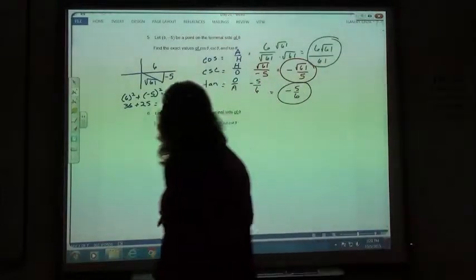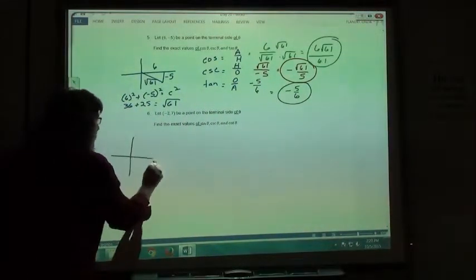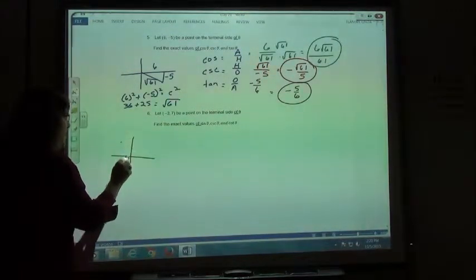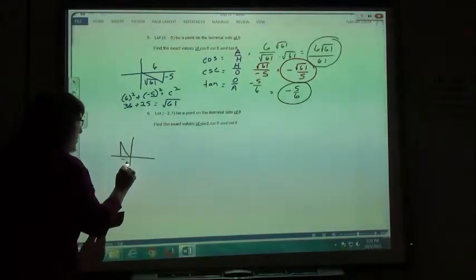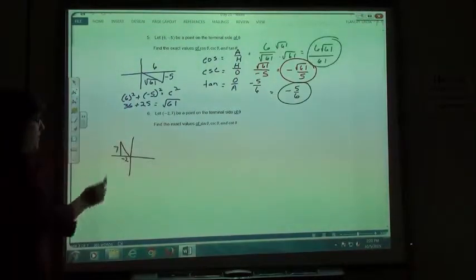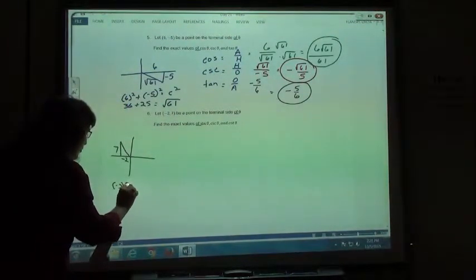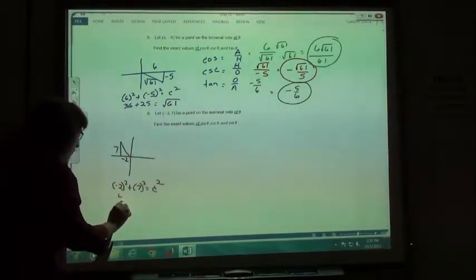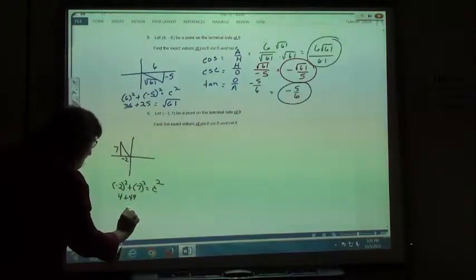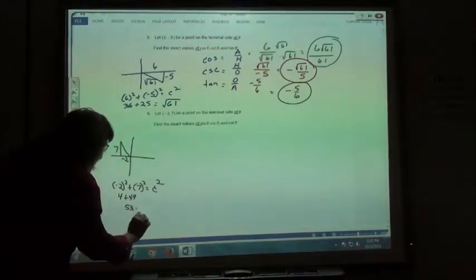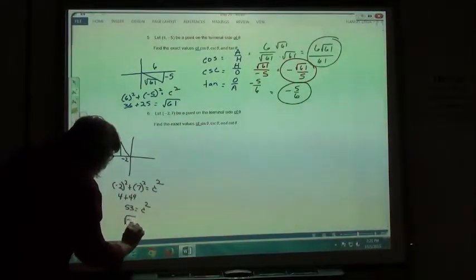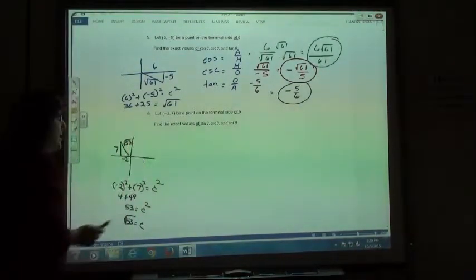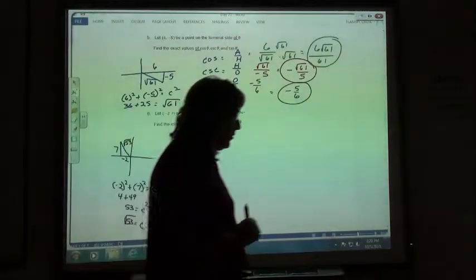And then number 6, same kind of thing. Draw my reference angle here. I'm going to go -2 in the x direction, 7 in the y direction. So -2, 7. Finding my hypotenuse. Negative 2 squared plus 7 squared equals c squared. So 4 plus 49 would be 53. And then I have to take my square root. So square root of 53 is going to be the measure for my hypotenuse.